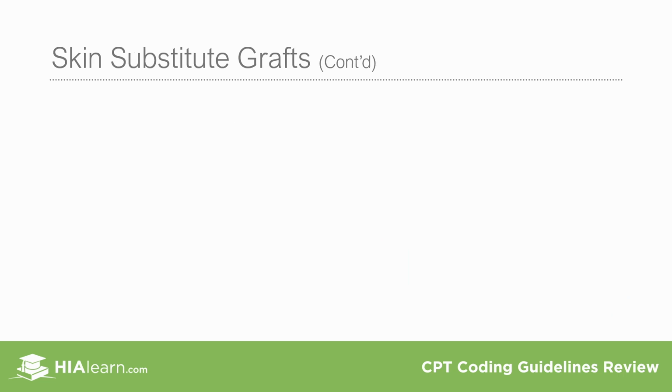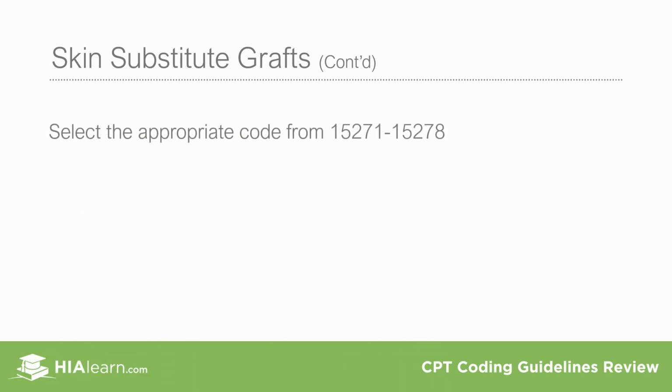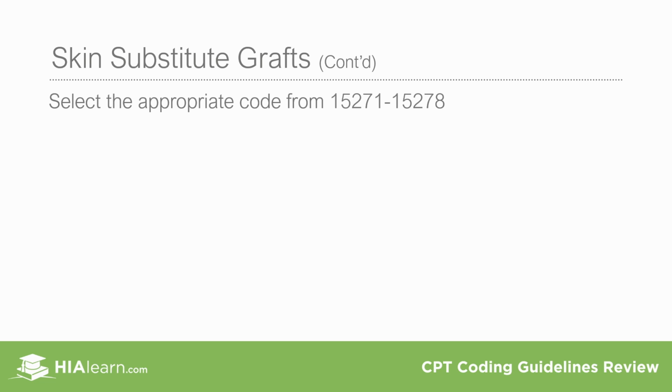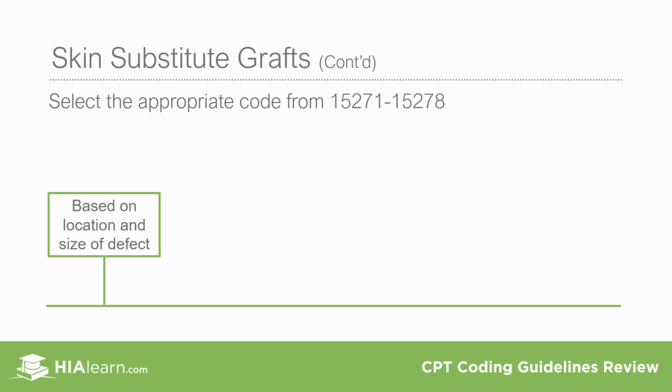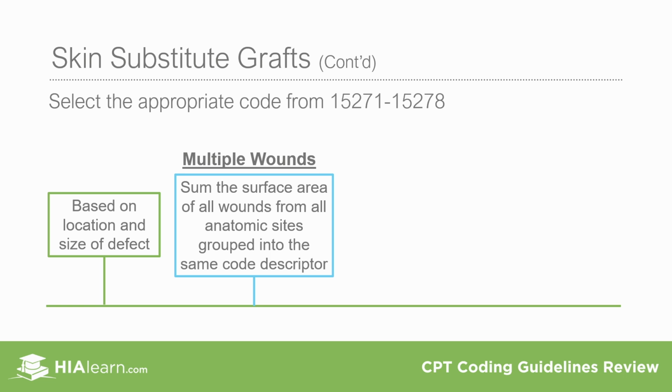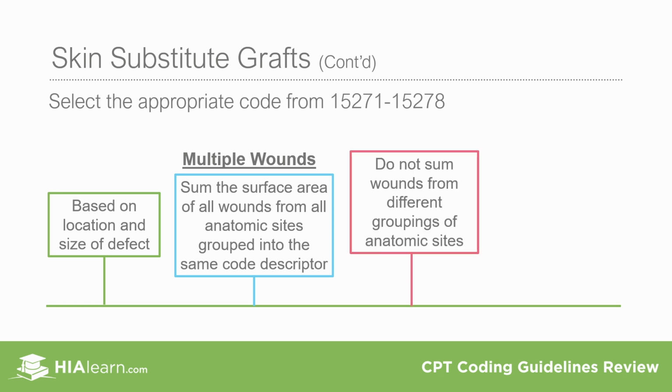When coding for the application of skin substitute grafts, select the appropriate code from the range of 15271 to 15278. Codes are assigned based on the location and size of the defect. To determine the correct measurements for multiple wounds, sum the surface area of all wounds from all anatomic sites grouped together into the same code descriptor, such as the trunk and arms, but do not sum wounds from different groupings of anatomic sites, such as the face and arms.